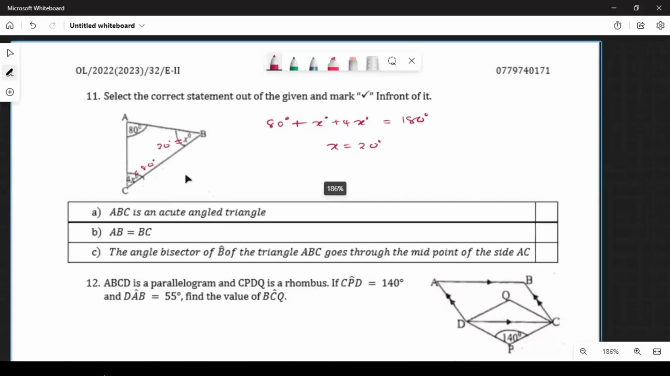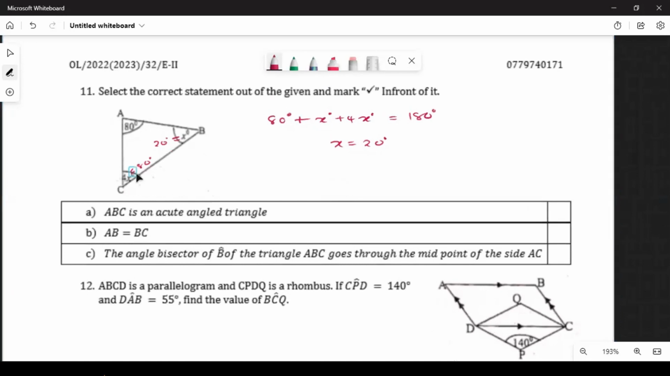We can see this A angle is 80, C angle is 80, which means this is an isosceles triangle. According to what theorem? In the isosceles triangle theorem, in a triangle, if two angles are equal, the sides opposite to the equal angles are also equal, which means the side in front of A and the side in front of C are equal.